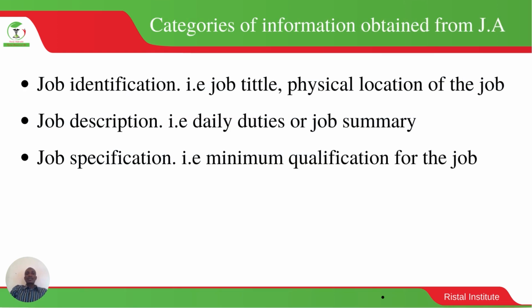Now let us look at the categories of information obtained from job analysis. One is the job identification. That is about the job title, the physical location of the job, etc. So if you have been following adverts, you discover that every position has a title and then the location. That is what we call the job identification, and that is done after conducting job analysis. You cannot come up with the job title or physical location of the position if you have not conducted the job analysis. Category of information number two is the job description.